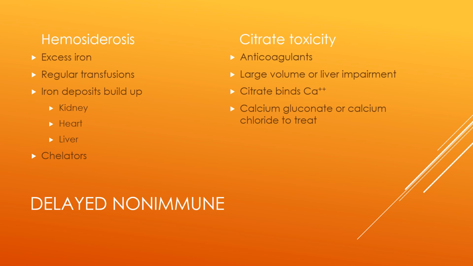Then we also have citrate toxicity. Citrate is part of the anticoagulant that's in the unit, 63 milliliters usually. So for patients who receive multiple transfusions, it has nothing to do with immunity, it's non-immune, right? You're not allergic to the citrate. But the citrate in larger volumes, as you receive more and more, is toxic. So those patients who receive larger numbers of transfusions, you can see liver impairment due to that citrate toxicity. The liver just can't keep up.